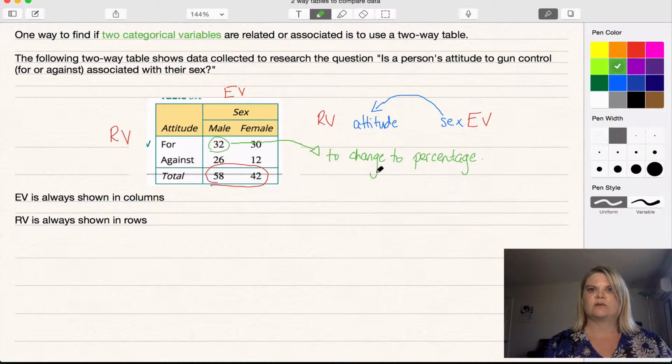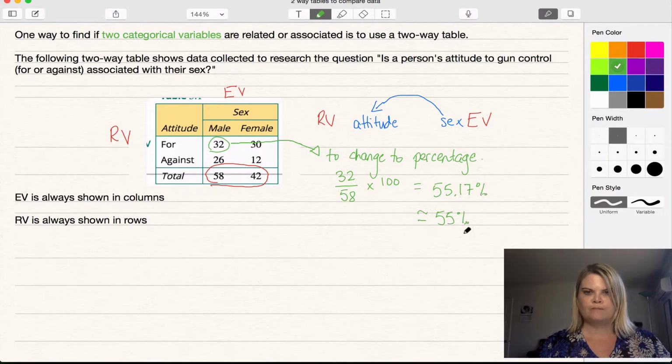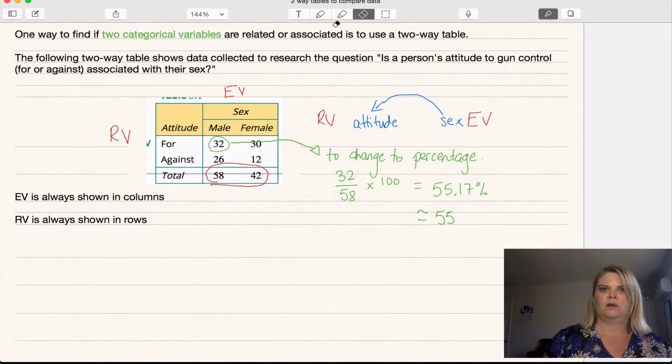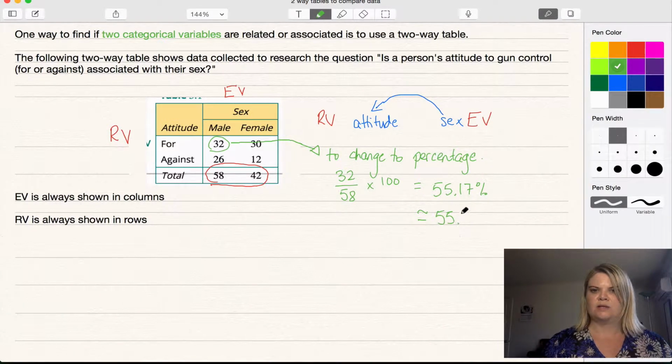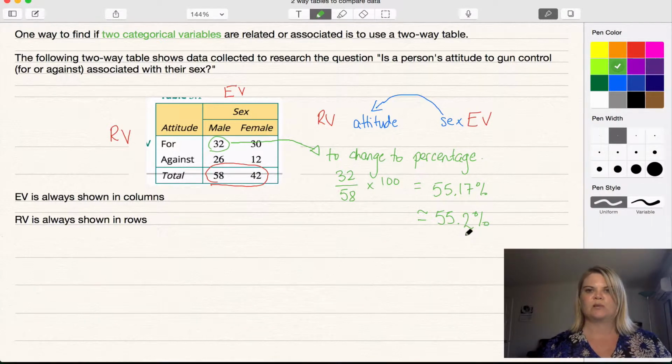And I'm going to do it over here to show you how to do it. So we take 32 males out of 58 males in total, multiply it by 100 over 1, or just 100. Actually, I'll do it to one decimal place, 55.2%. That would be 3 significant figures and 1 decimal place.